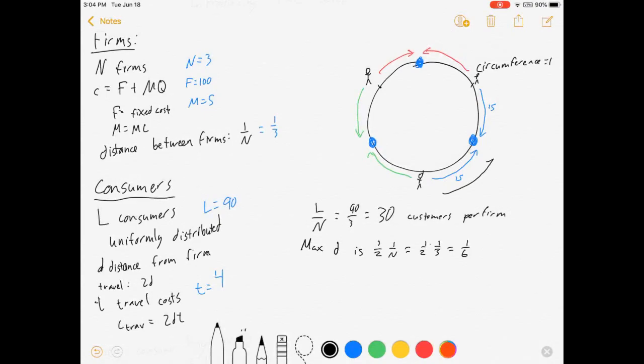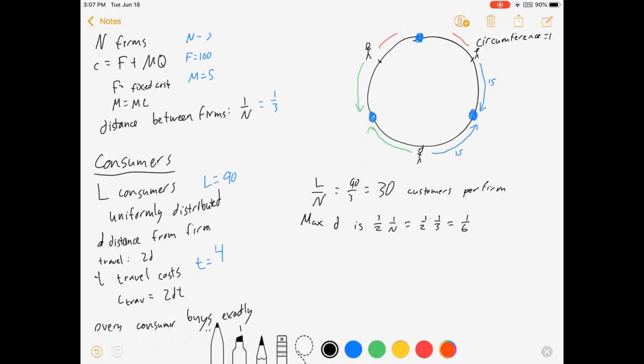This distance here is 1/6. No one ever has to travel farther than that. Now, if the distance is 1/6, let's not forget that the travel is round trip, which is 2d, which is 1/3. There are people who will have to travel 1/3 round trip to go to their firm and buy their product.